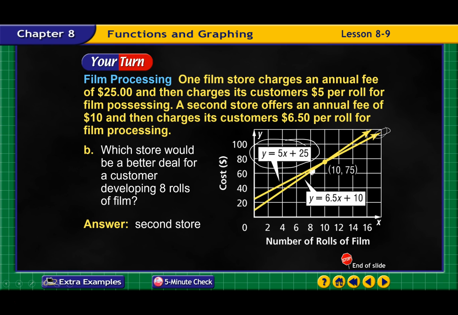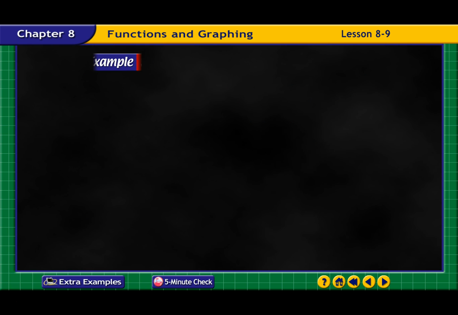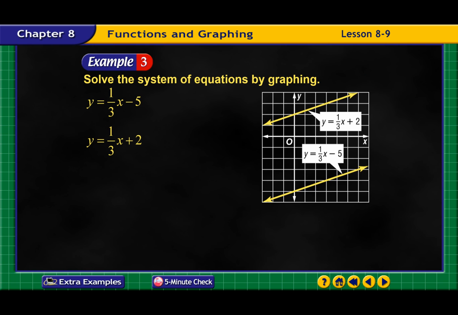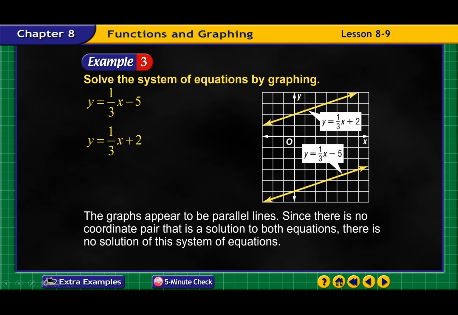All right, solving a system of equations by graphing. Now this one, when we look at it here, we can see that the slopes are both equal. So that means they're going to be parallel lines. So that means there's no solution to the system of equations.